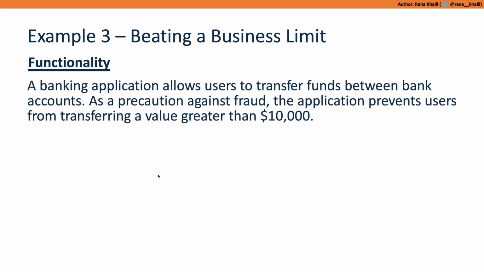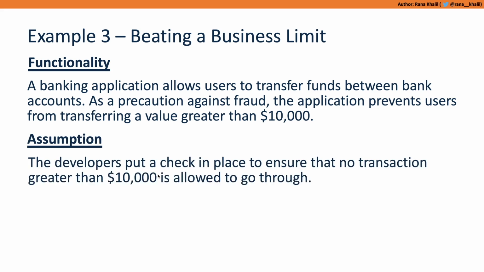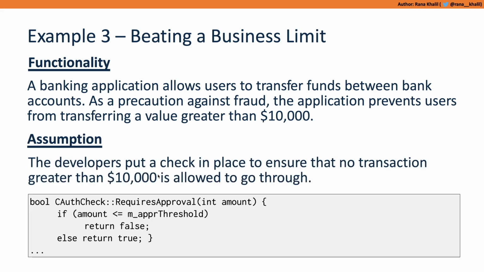The next example involves a banking application that allows users to transfer funds from one bank to another bank. Now, this application has a precaution against fraud that prevents users from transferring a value greater than $10,000. In order to ensure that users can't transfer more than that threshold value, the developers had put the following check in place in the code that they thought is bulletproof.